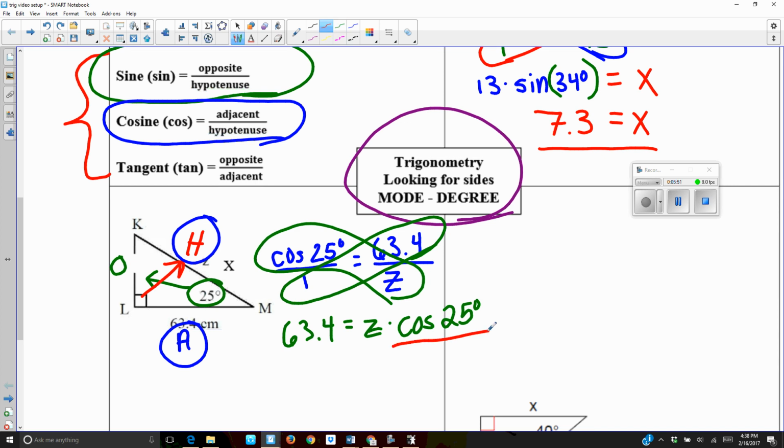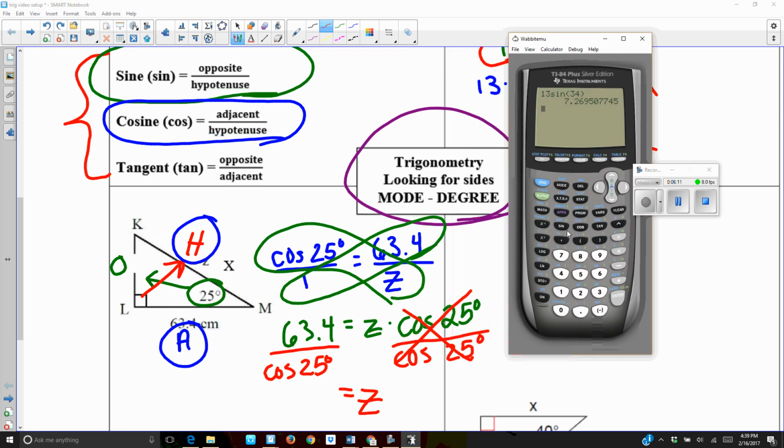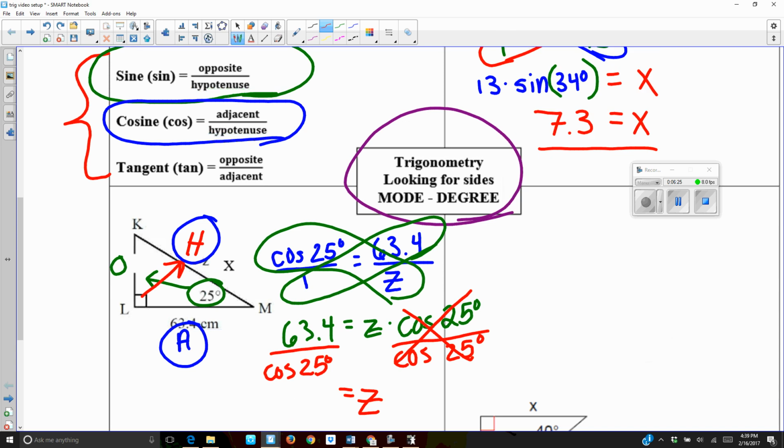So to solve for z, you've got an added step here where you need to divide both sides by the cosine of 25 degrees. Cross out on the right side, z is going to equal 63.4 divided by the cosine of 25. Again, we can just put that in the calculator and divide it by the cosine of 25. Rounding this, it comes to approximately 70. We'll call it 70 centimeters since that's how they labeled the other sides.